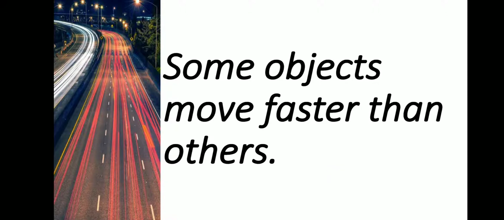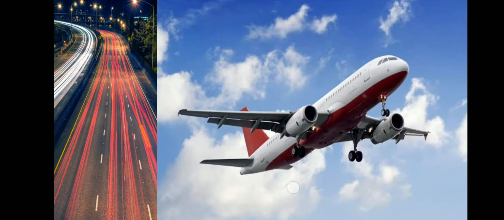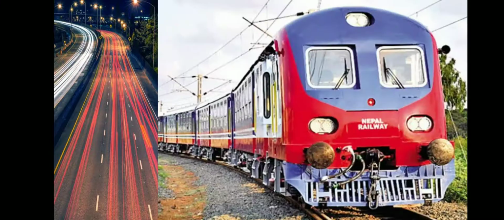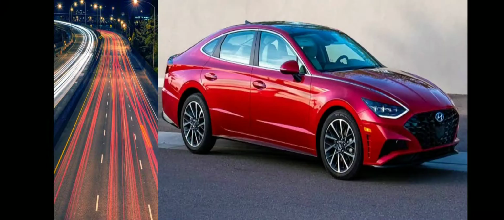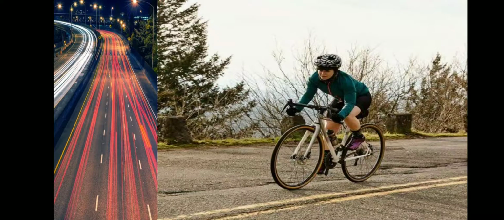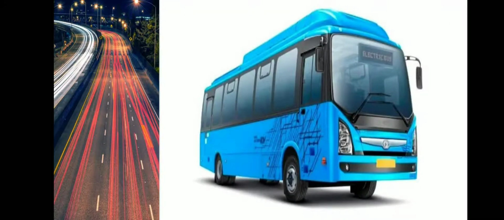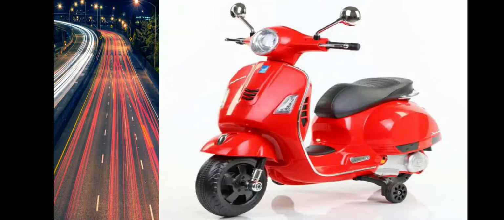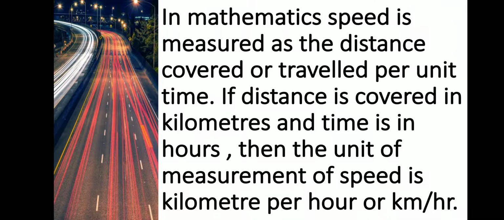We know some objects move faster than others. For example, aeroplane moves faster than train, car moves faster than cycle, bus moves faster than scooter. Now, we are talking about speed.